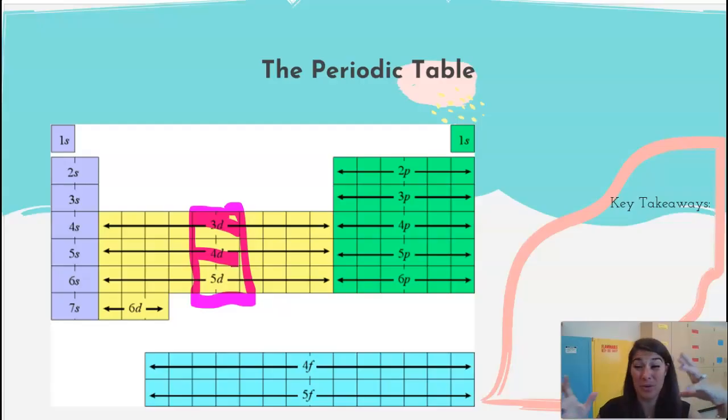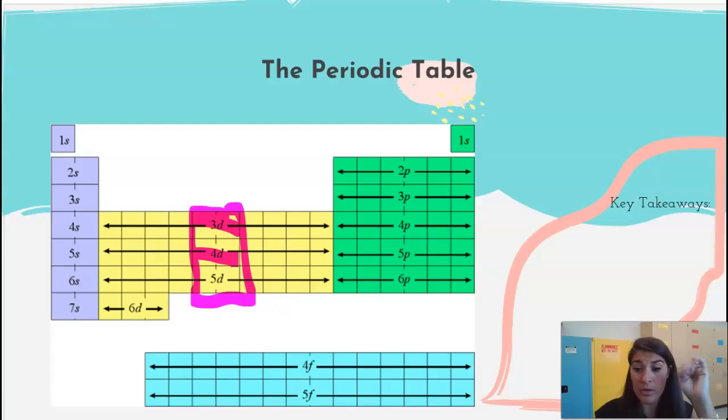It has to do with nuclear, pole. Let it go and just remember it. All right, so that is takeaway number 3, that 3D starts in row 4. 4D starts in row 5. Okay, so key takeaway, the 3Ds shift. So 4S is filled before 3D. 5S is filled before 4D. Super annoying. Again, just go with it. All right, trust me. So that was takeaway number 3.